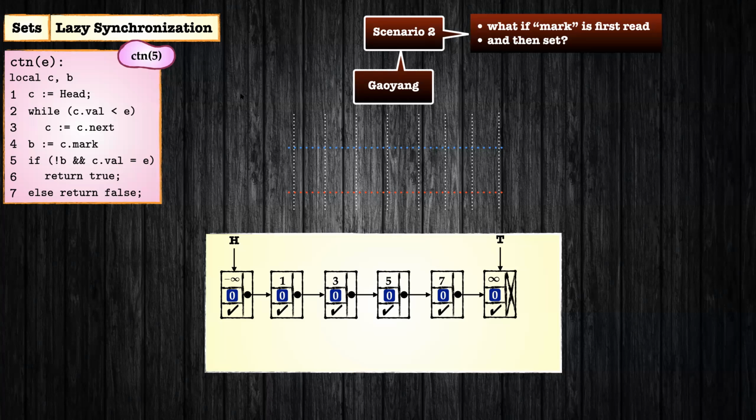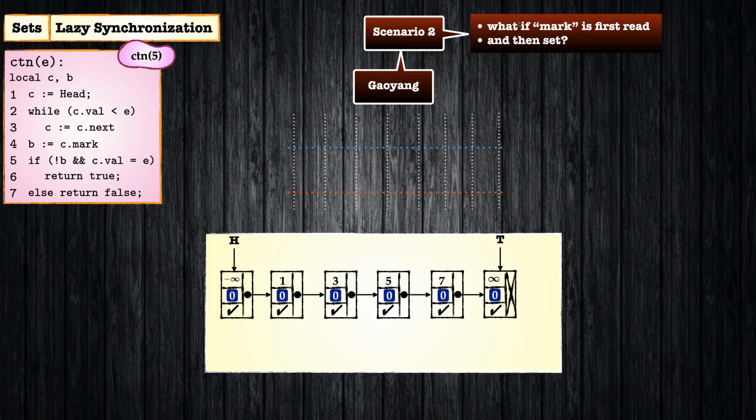Okay, so this was a question from last time also, which is, again, a good question. It's not about proposing a new algorithm or an alternative to the current one, but rather a question about some aspect of the algorithm. So what if mark is first read and then set?